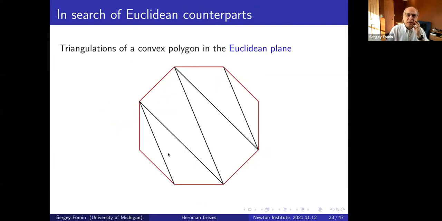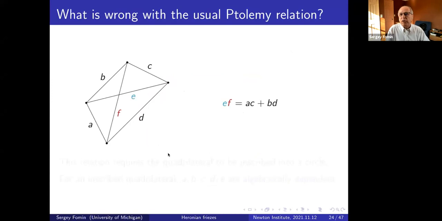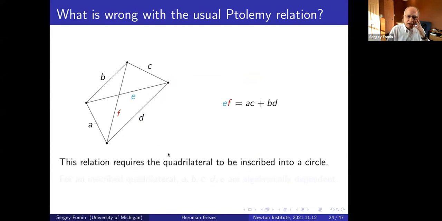Now, one can ask, what if we don't go into hyperbolic geometry, just try and do it all on the Euclidean plane? What's wrong with that? Let's just take a convex polygon or some other polygon and triangulate it. It's easy to define what that means, and then do the flips and so forth. So what's not going to work? What's wrong with the usual Ptolemy relation? In other words, we know EF equals AC plus BD. This is Ptolemy's theorem. Well, it requires the quadrilateral to be inscribed into a circle. Okay, fine. So what's wrong with that?